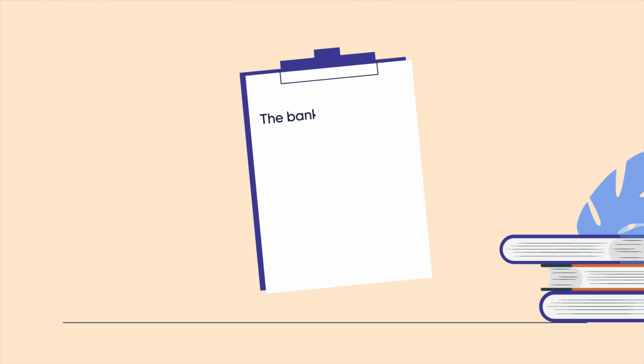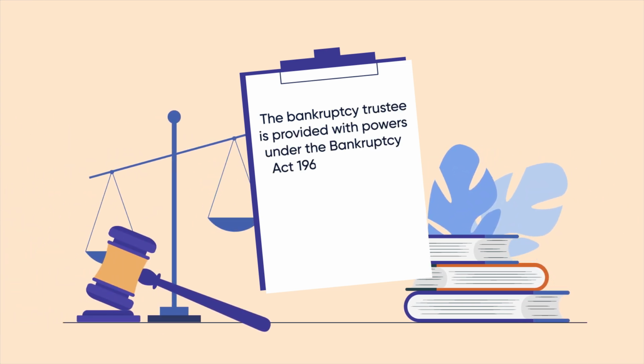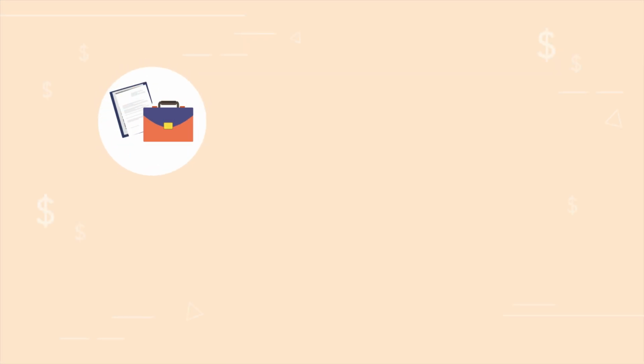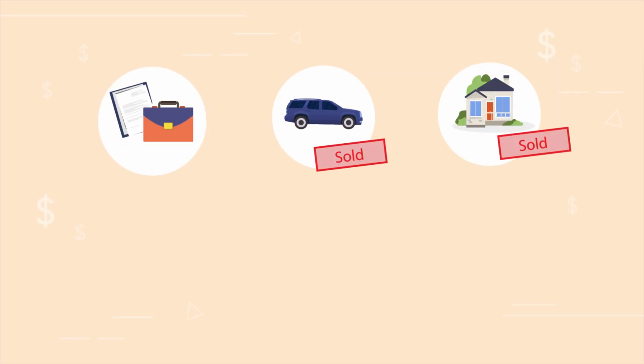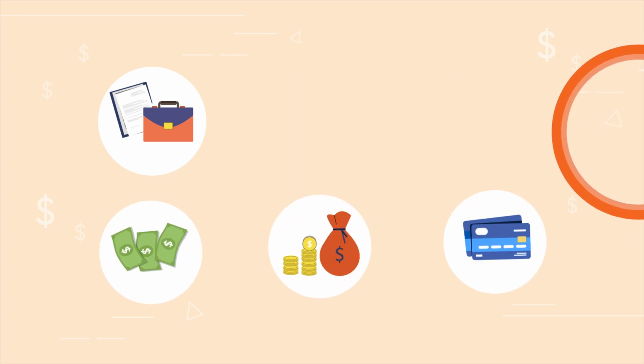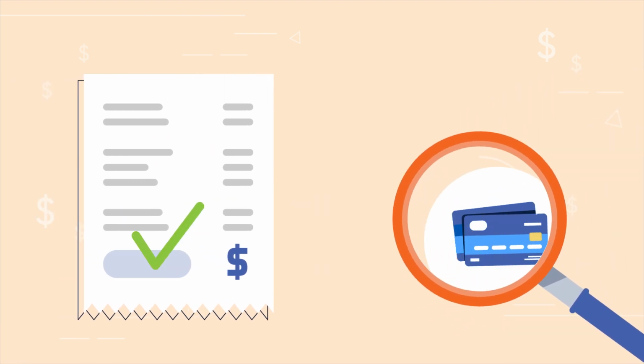What powers does a bankruptcy trustee have? The bankruptcy trustee is provided with powers under the Bankruptcy Act 1966 to manage the bankrupt estate. Some of these powers include selling off certain assets that the individual has to pay off their debt, and reviewing the individual's income to assess whether they are liable to make compulsory contributions if their income exceeds certain thresholds.